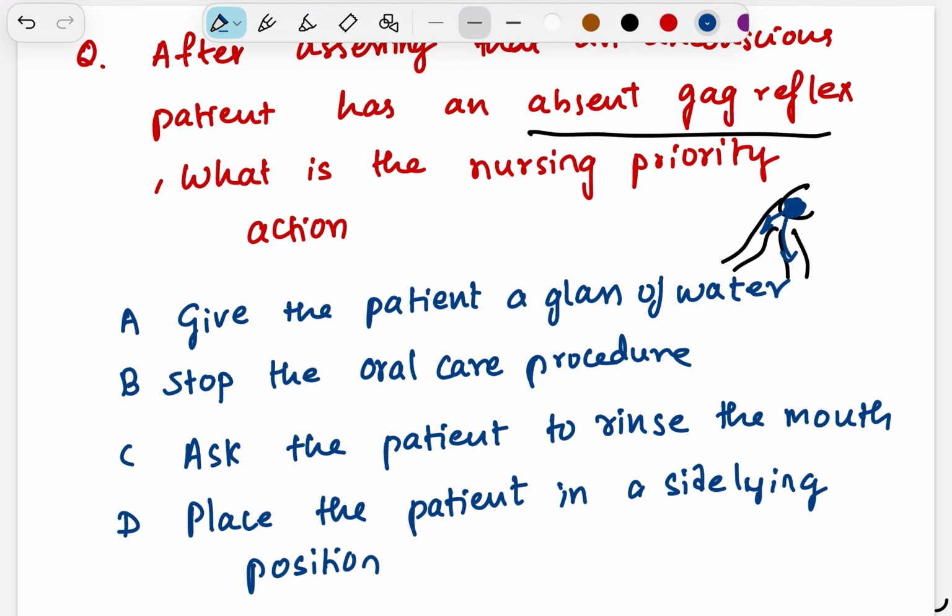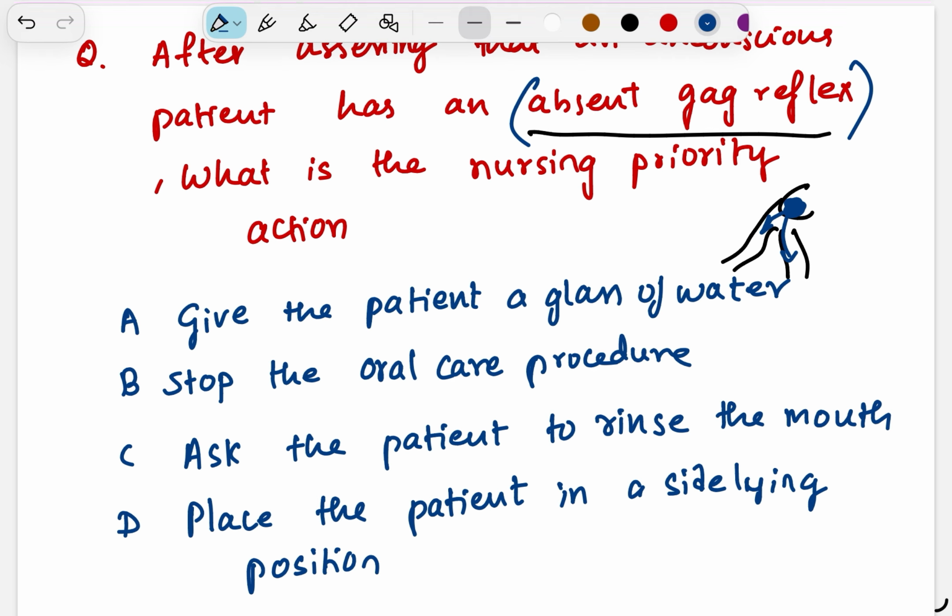At that time, what happens? There is a chance of aspiration. Aspiration means any content in the mouth or the gastric content that escapes into the trachea. Then we call that what? Aspiration. Are you understanding? Now tell me, due to the aspiration risk, will you give oral care or not?